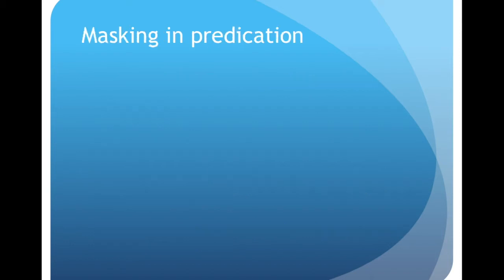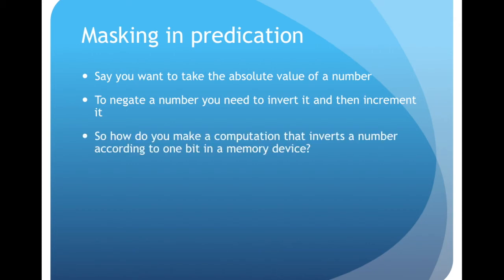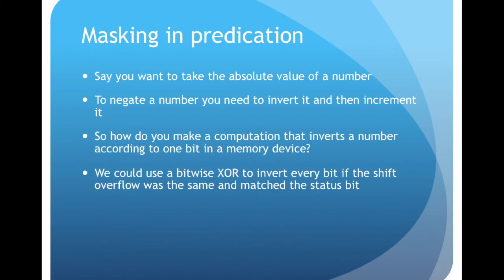But it's not this easy to come up with predicates for every single problem for branching. So let's take another problem, taking the absolute value of a number. Now this task is much harder, we not only have to increment the number, but we also have to invert the number depending on whether or not one bit is on. If we did a bitwise XOR with the data, we could invert each bit depending on the Boolean. But you would need to do that to every single bit to invert the entire number.